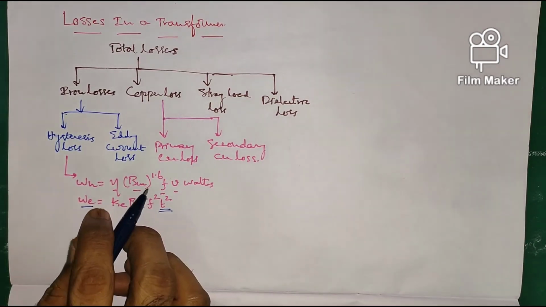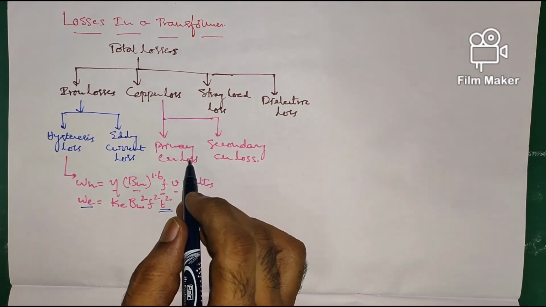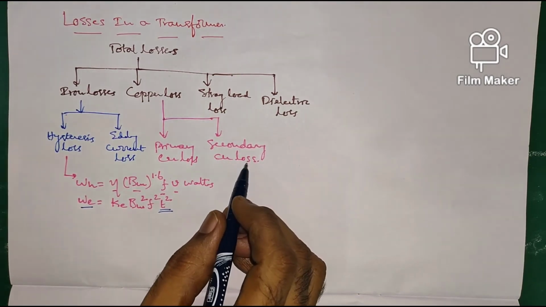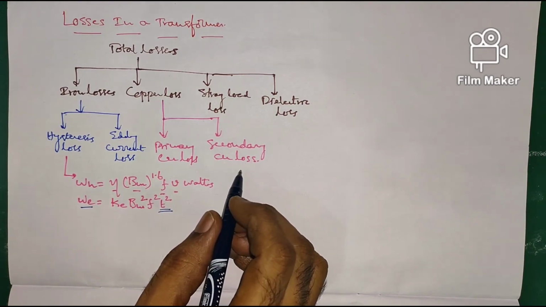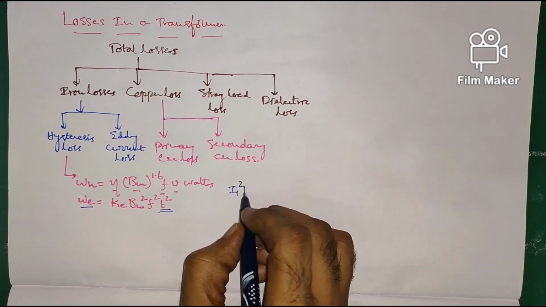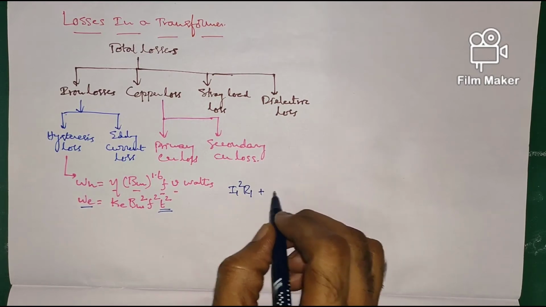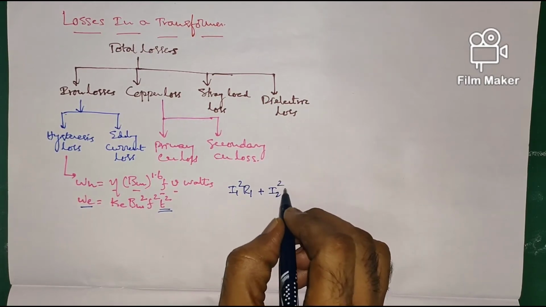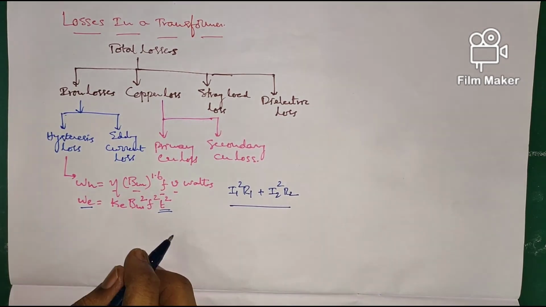After that, copper loss. Copper losses, we know that the primary winding and secondary winding consist of resistances R1 and R2. And whenever current flows through the resistances, we are going to have the primary copper loss as I1 square R1 and the secondary copper loss as I2 square into R2. So these two losses are considered as copper losses.